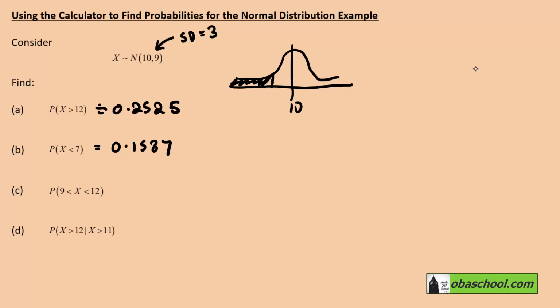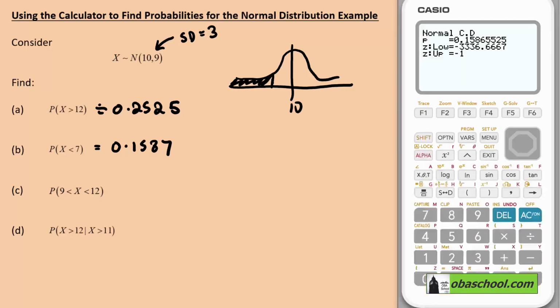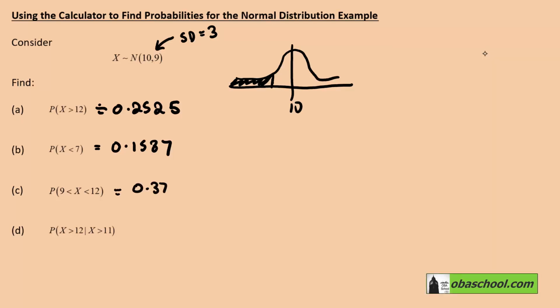So now I'm going to go between 9 and 12. So I just need to exit to go back to the previous screen. I can use the arrow to get back here. And between 9 and 12 means my lower needs to be 9. And my upper needs to be 12. Mu is 10. Sigma is 3. And so I get 0.3781. Giving all these answers to 4 decimal places.